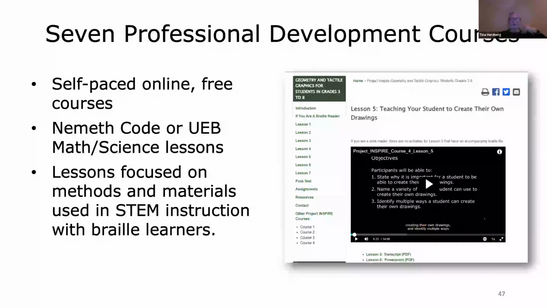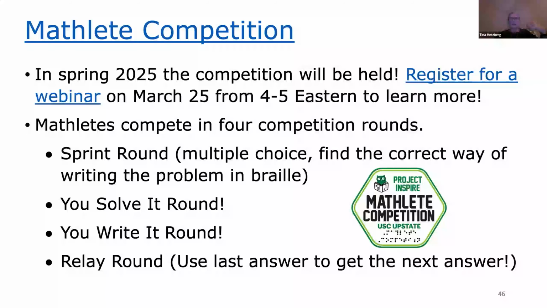The second round is the solve-it round. Because this is a Braille and math competition, that's exactly what they're doing. If they read in Nemeth, we have that. If you read in UEB Math Science, we have that. We give you a series of math problems and you're given a certain amount of time to finish all of them. Then there's a write-it round where we give them the problems and they have to write them depending on whichever code they use.